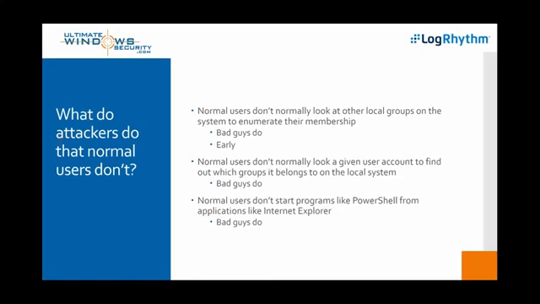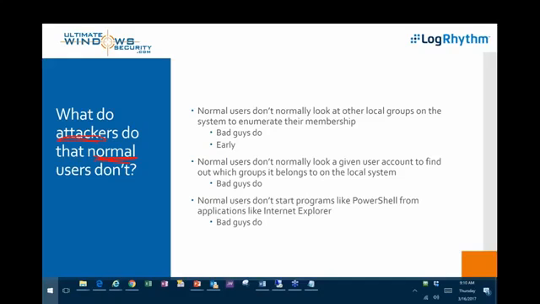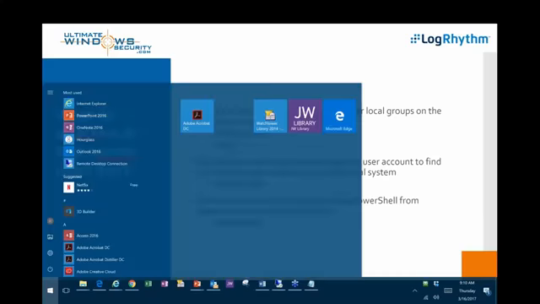So let's talk about them then. What do attackers do that normal users don't? Normal users don't normally look at other local groups on the system to enumerate their membership. So let's think about this. If I go into computer management, folks, every computer out there, whether it's a member server or a workstation, has local users and groups. Now, we have for a long time said, don't use local groups, use Active Directory groups. But for vigilance purposes, it can be very different.